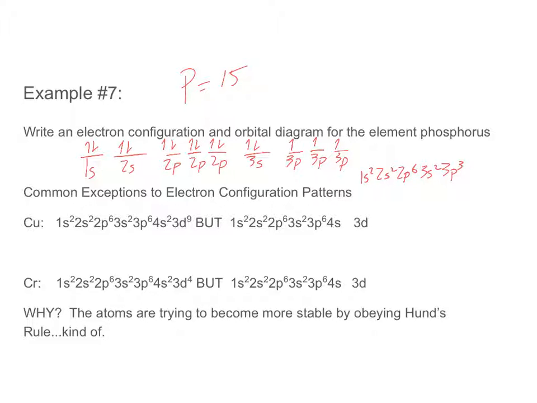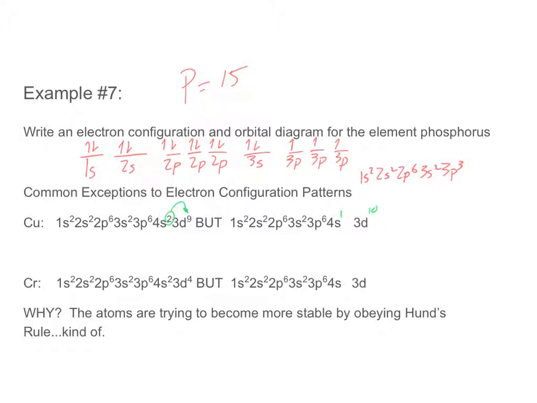There are a couple of exceptions. For example, copper: the electron configuration would be 1s2, 2s2, 2p6, 3s2, 3p6, 4s2, 3d9. However, a more stable arrangement for copper is to simply take one of these electrons and place it here. So it would look like this, 4s1, 3d10.